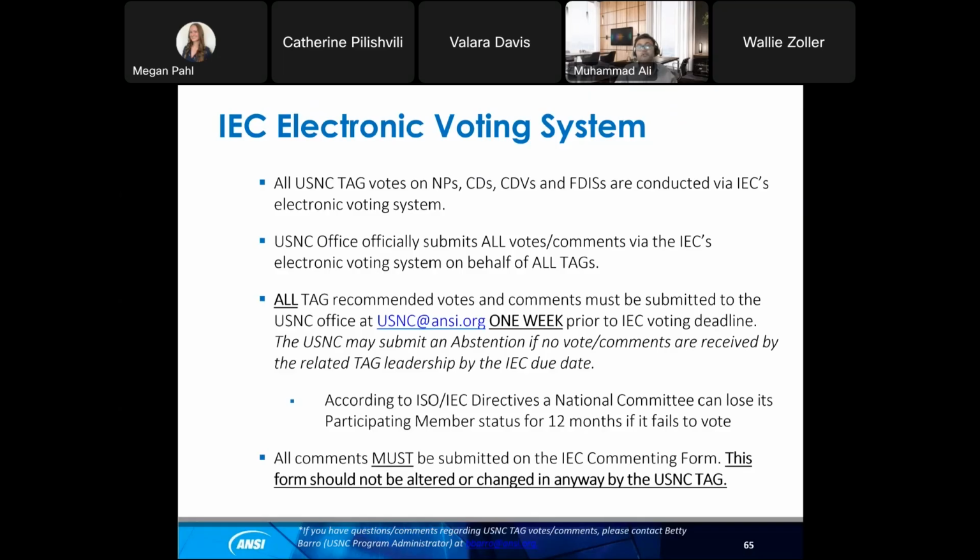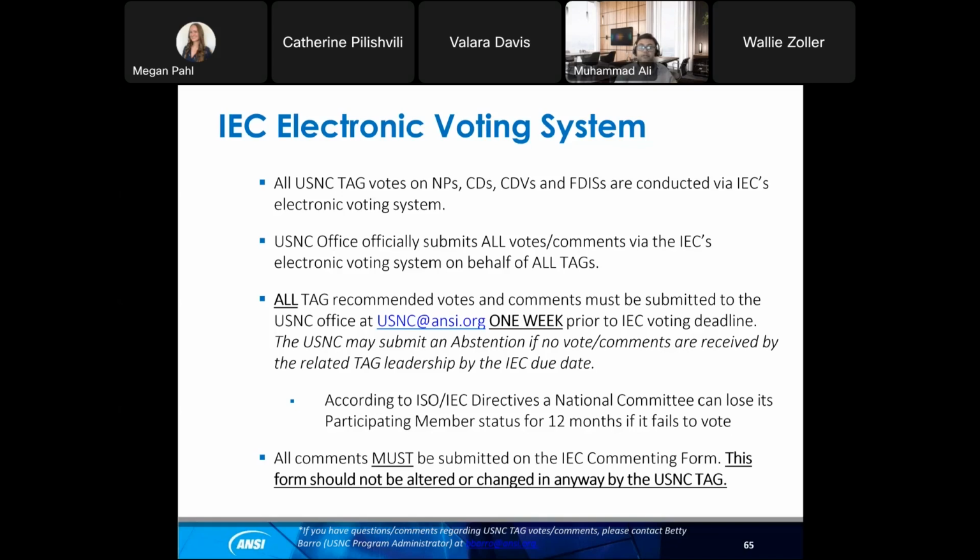The USNC office is really the one that submits the votes on behalf of all TAGs, right? So all TAGs should send their votes and comments to the USNC office according to the due dates. And then the USNC staff is the one that will vote through the IEC electronic voting system.